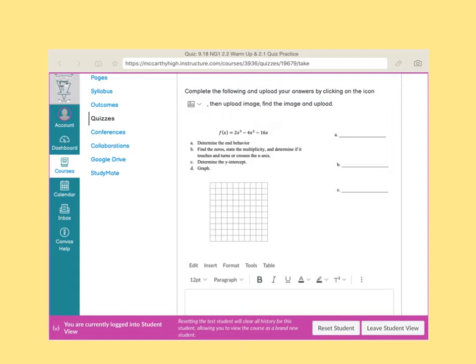If you're using a hard copy piece of paper, then you can try to duplicate it, okay? It doesn't have to be perfect, but try to duplicate it because it will make it easier for me to grade it if it's in the same format, okay? Obviously, the handwriting doesn't have to be exactly the same. So now this question says, determine the end behavior, find the zero, state the multiplicity, and determine if it touches or turns or crosses the x-axis, and then determine the y-intercept, okay?